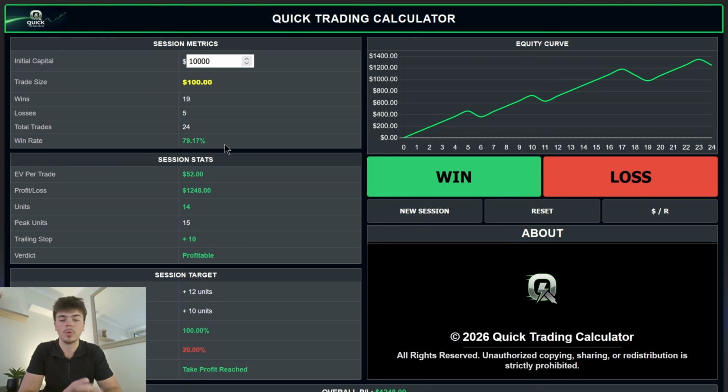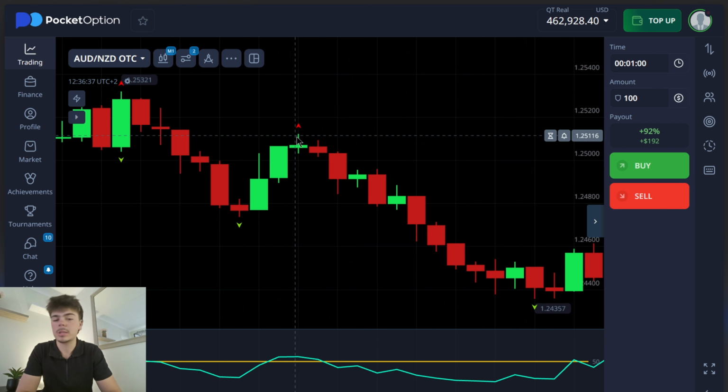You need to understand that the more trades you take, the lower your win rate is going to go, but you'll still end up making money as long as you have above a 52.08% win rate on Pocket Option at a constant trade size. And that's exactly what this calculator allows you to do. Let's look at 2 more examples.